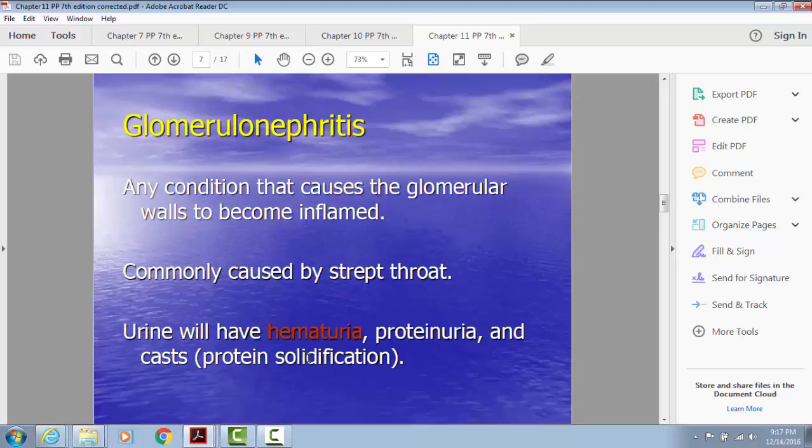Glomerulonephritis is any condition that causes the glomerular walls to become inflamed. It's commonly caused by strep throat or Streptococcus aureus. And the urine will have hematuria, which is blood in the urine, proteinuria, protein in the urine, and casts or protein solidification, which can be seen in the urine underneath the microscope.